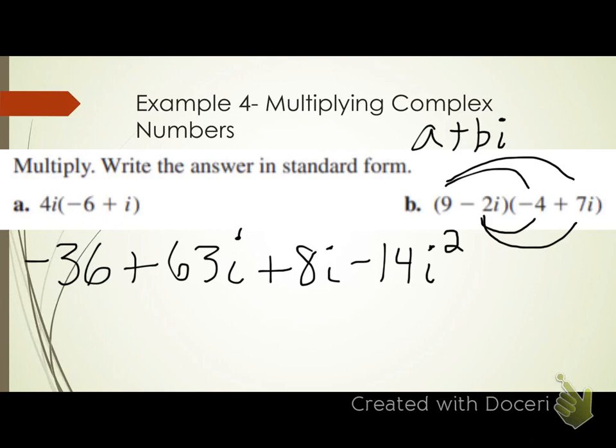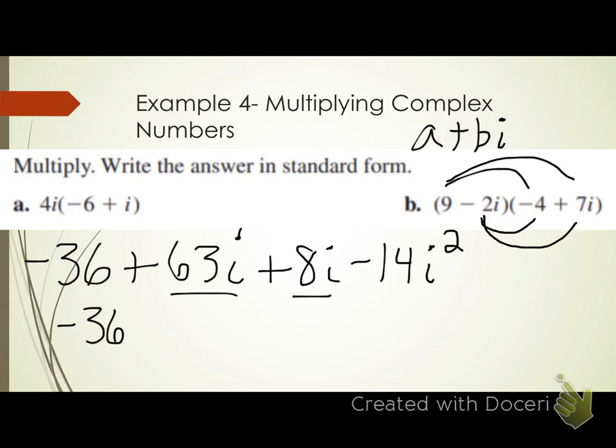Is there any confusion about how I got any of these terms? Nope. Okay. Is that my answer, or what do I need to do now? Combine. Combine what? What are my like terms here? 63i and 8i.